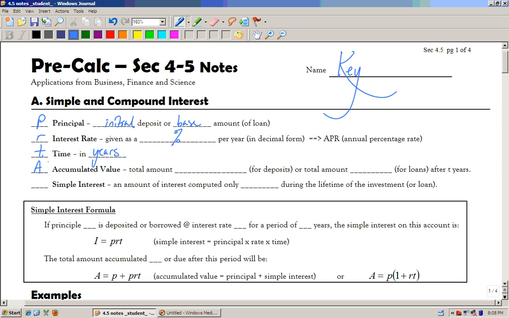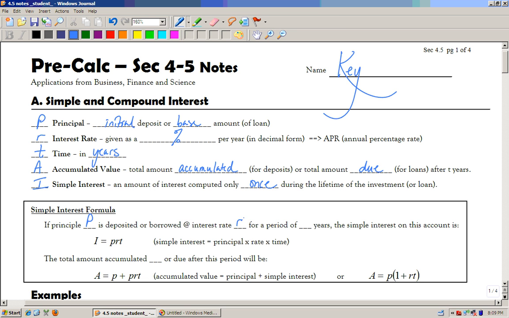A represents the accumulated value. That means the total amount, whether it's accumulated amount for the deposits or the total amount due if it's a loan. And I is the letter we'll use for simple interest. And the amount of interest is computed only once during the lifetime of the investment or the lifetime of the loan.